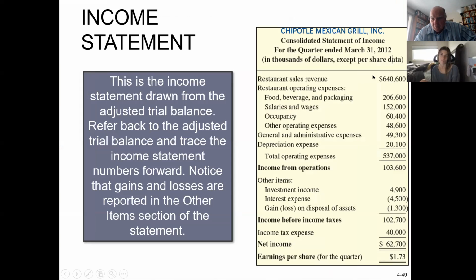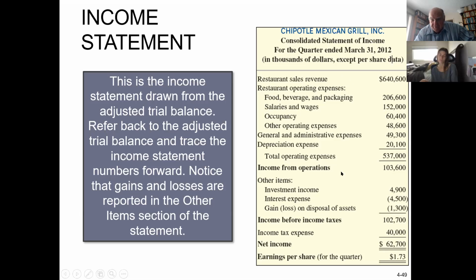They had this amount of revenue and then all these expenses. Some of these expenses changed as we adjusted. Remember, we had the depreciation expense, the $2,100 on the truck. We had some occupancy expenses. We add up all our operating expenses and we get income from operations. This means these are the revenues and expenses driven by actually preparing food and running restaurants.